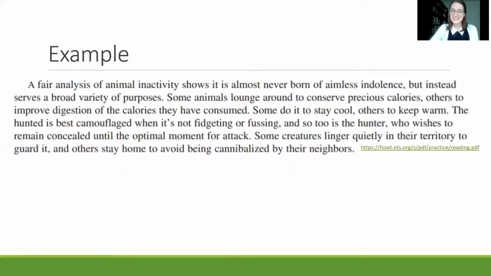So let's look at an example. This text says, "A fair analysis of animal inactivity shows it is almost never born of aimless indolence, but instead serves a broad variety of purposes. Some animals lounge around to conserve precious calories, others to improve digestion of the calories they have consumed.